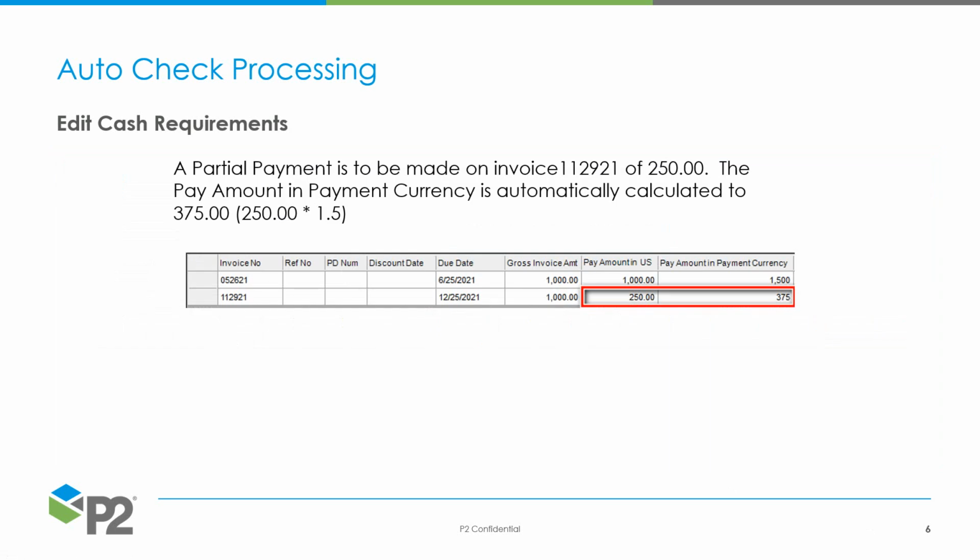Also in Edit Cash Requirements, a partial payment is to be made on invoice 112921 of $250. The pay amount in the payment currency is automatically calculated to $375, which is $250 times 1.5. You will notice that the payment currency is at a 0 decimal precision, so there are no decimal places for the dinar payments. That is because the dinar currency is defined in this system as 0 precision and will not display any decimal points for those amounts.